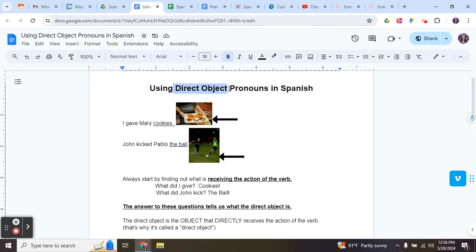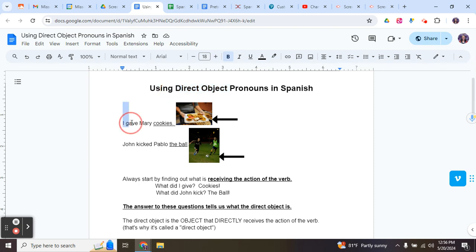So, really look to the names of these types of words to lead you in the right direction of how to use them. Okay, so direct objects are things that directly receive the action of the verb. They're the object that's receiving the direct action. That's exactly what it means.